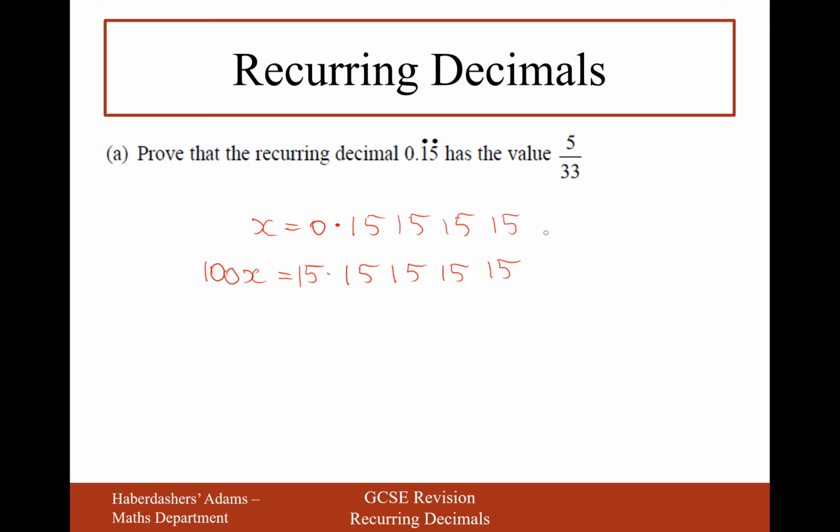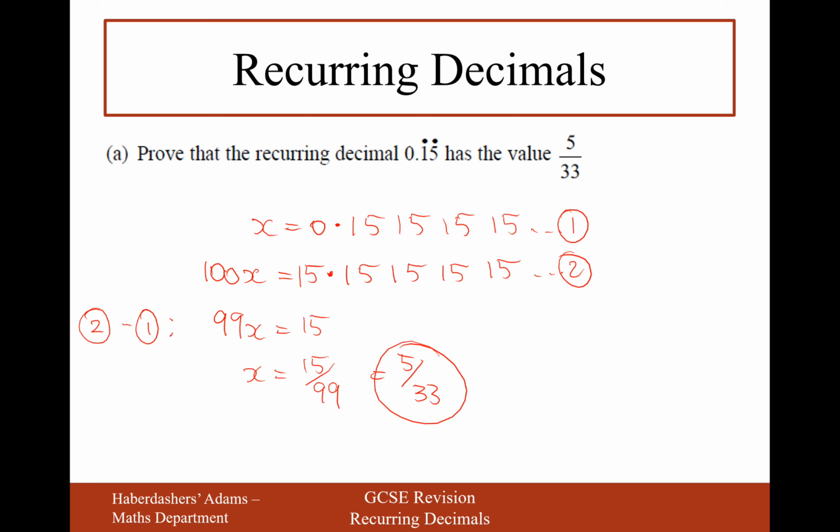15.15151515. This is statement number 1. This is statement number 2, because all of the decimals are perfectly positioned. Statement 2 take away statement 1. If I do the left hand side, that would be 99x equals 15, divide by the 99 on both sides and we get x equals 15 over 99, divide by 3 on top and bottom and we'll have 5 over 33. So there we are, that's the answer to this question.